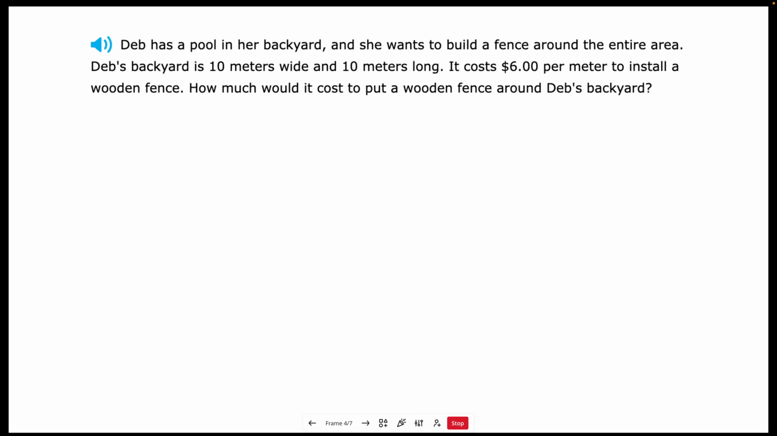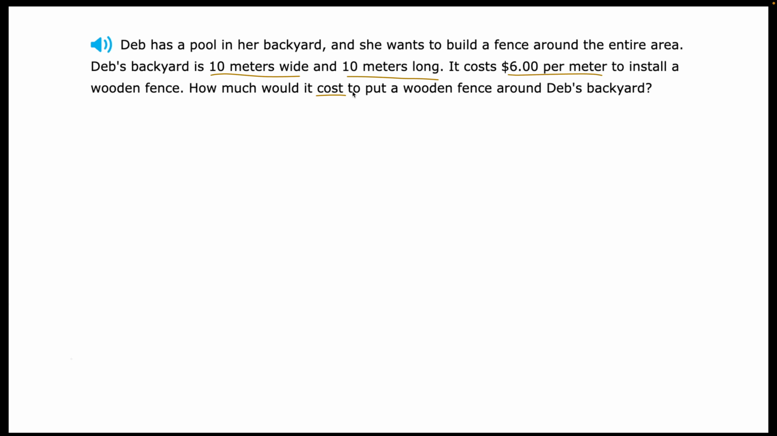Here we go. So it says Deb has a pool in her backyard and she wants to build a fence around the entire area. Deb's backyard is 10 meters wide and 10 meters long. It costs $6 per meter to install a wooden fence. How much would it cost to put a wooden fence around Deb's backyard? Okay, so a couple of things here. 10 meters wide, 10 meters long, $6 per meter. And how much would it cost to put a wooden fence around Deb's backyard?